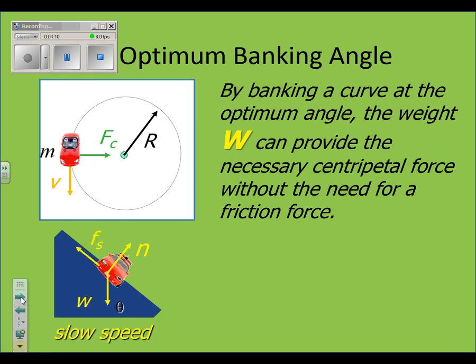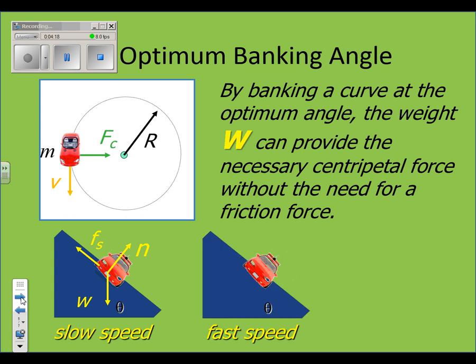If they're going too slow on a banked curve, then the friction actually brings you out. You move to the top of the curve. If you're going too fast, the friction will actually bring you towards the bottom of the curve.